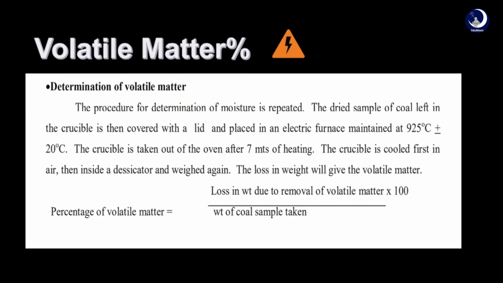Volatile matter. If the content of volatile matter is high, it means a large part of fuel will escape unburned. Hence, the coal with higher volatile content is undesirable. Lesser the volatile matter, better will be the rank of coal.